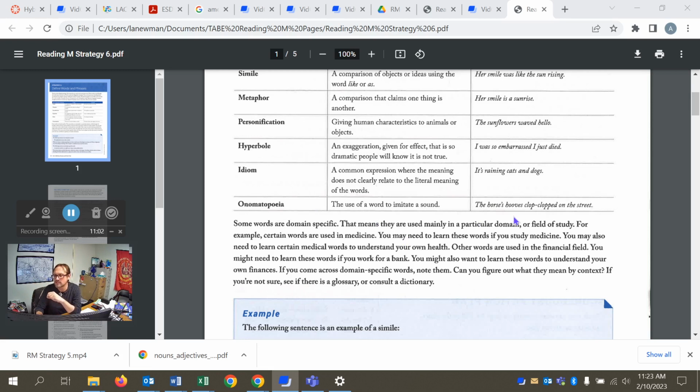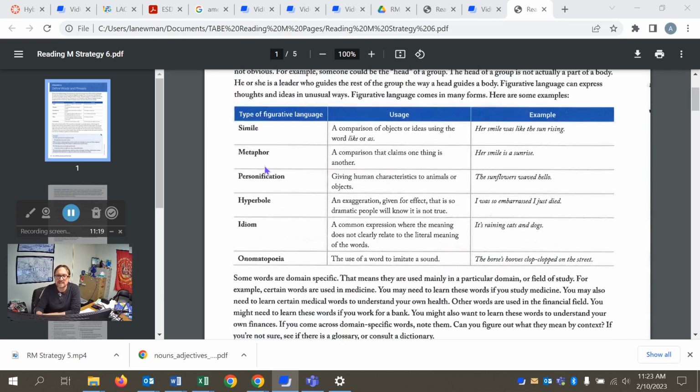The horse's hooves clop clopped down the street. The branches cracked from the amount of ice that was on them. Crack is an onomatopoeia. It kind of sounds like its meaning, even though we don't really think of it being that way. All right, so those are our 6 types of figurative language to get a handle on.